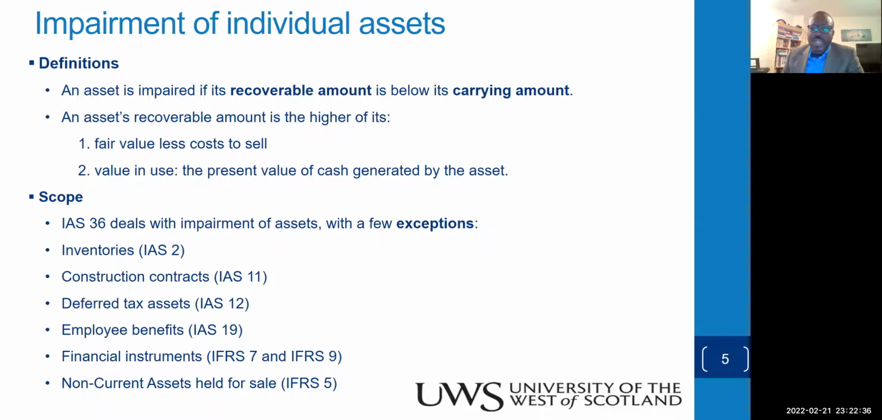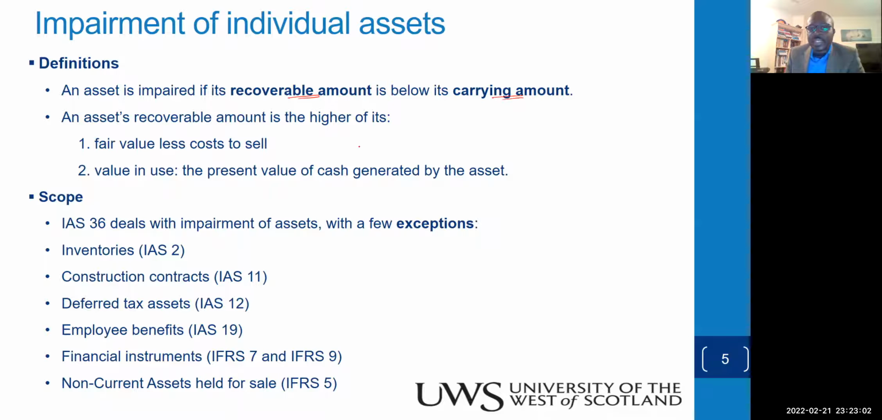Now back to where we are in terms of the definition of impairment. We always say that an asset is impaired when its recoverable amount is below its book value or carrying amount. We used to say book value, but it's the same as the carrying amount on the face of the financial statement. So we're looking at whether the recoverable amount is below the carrying amount.